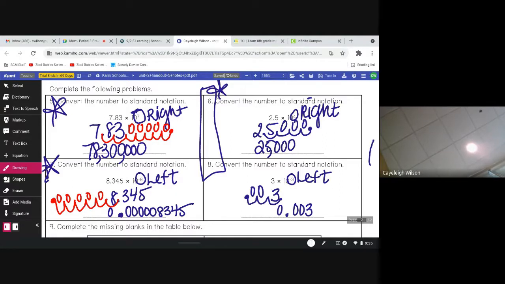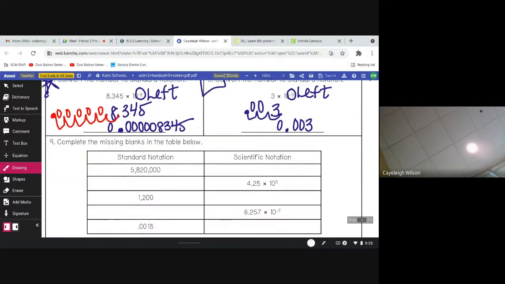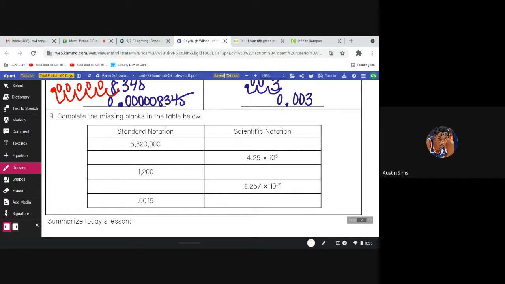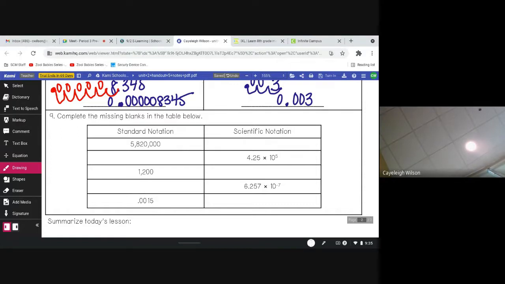Okay, I'm going to shift us down here. This one just says complete the missing blanks in the table. I want you all to do this one and this one. This one wants you to take scientific to standard, and this one wants you to take standard to scientific. So just do the 2 that I starred.